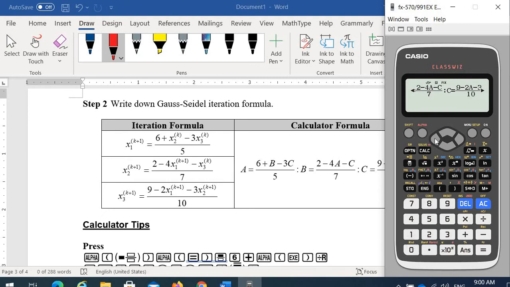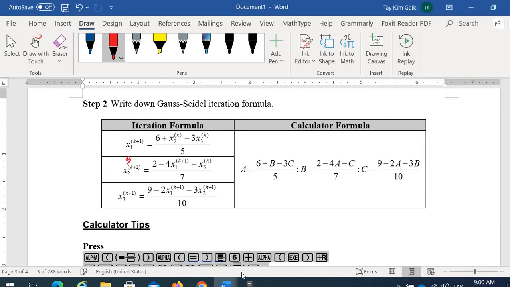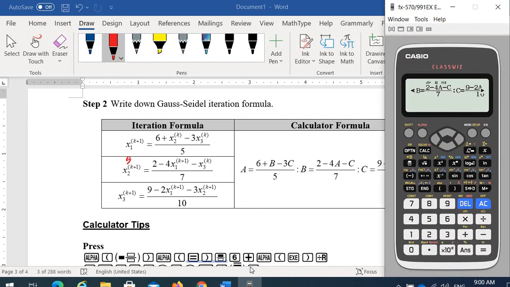Okay, before I calculate, better you double check. C is 9 minus 2A minus 3B divided by 10. Okay, B, this one has a B. B is 2 minus 4A minus C divided by 7. Right? Check the A. A equals 6 plus B minus 3C divided by 5.